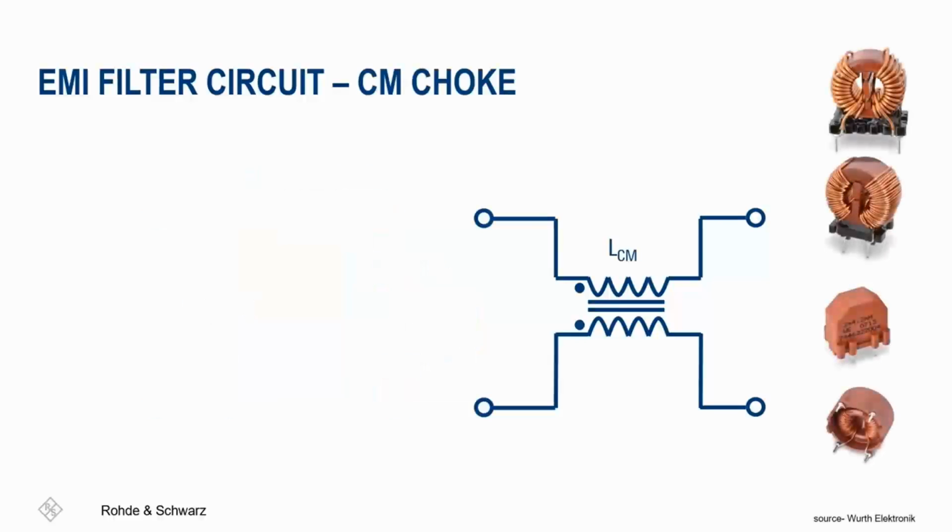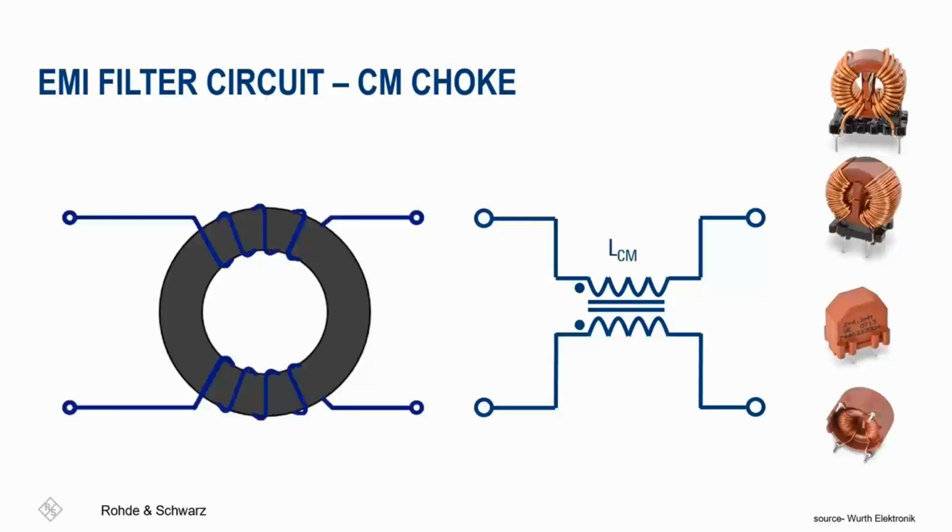On the right-hand side, we have what's known as a common mode choke. These chokes are also highly effective in addressing conducted emissions in the system. Looking at the picture, you can see various designs of these chokes from Wurth Electronics. They consist of two coils wrapped around a ferrite core or maybe other material. And here's the intuitive part.